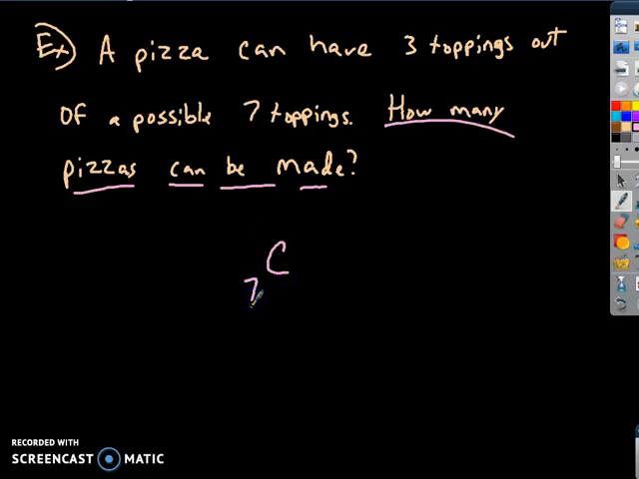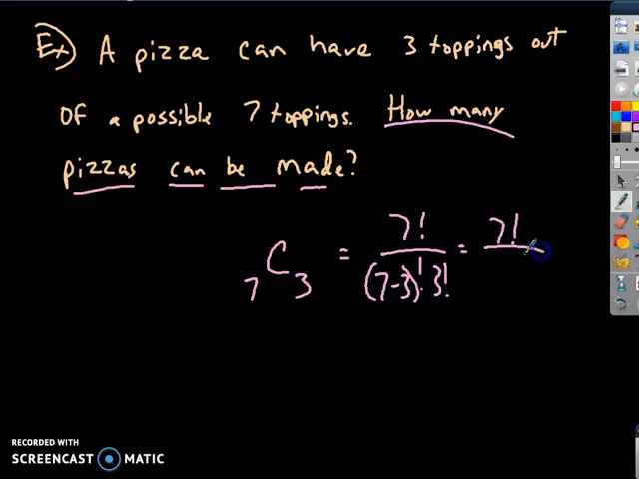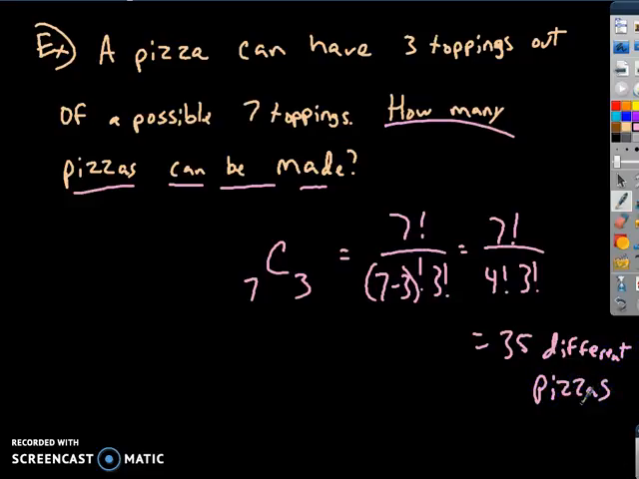We got 7 options. We want to choose 3. So 7 factorial over 7 subtract 3 factorial times 3 factorial. So 7 factorial over 4 factorial times 3 factorial. And that's equal to 35 different pizzas. All right, so that's how combinations work. And now let's look at another type.